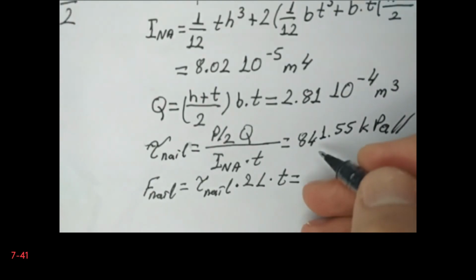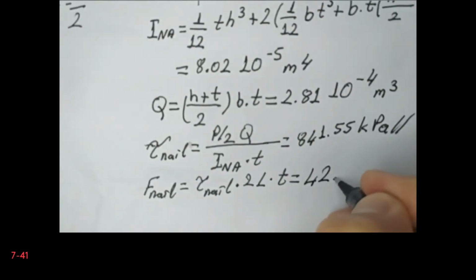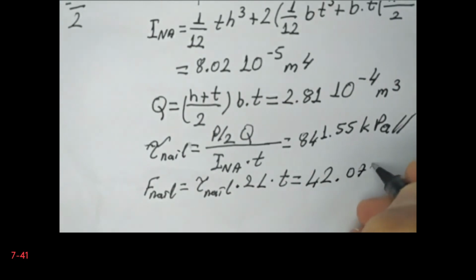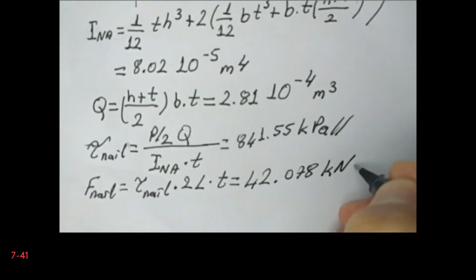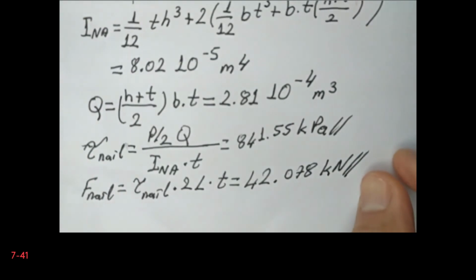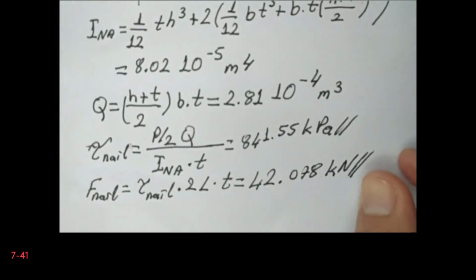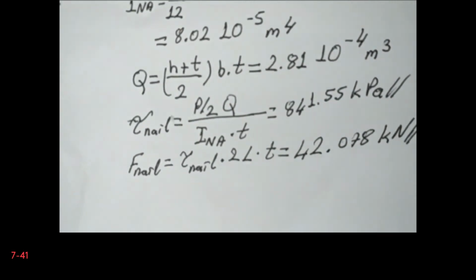From here, if you put the values, what you are going to get is 42.078 kilonewtons. Now we know all the forces. In fact, we know the allowable force that can be resisted by each nail. In fact, this is the total shear force. So total number of the nails can be calculated from here.